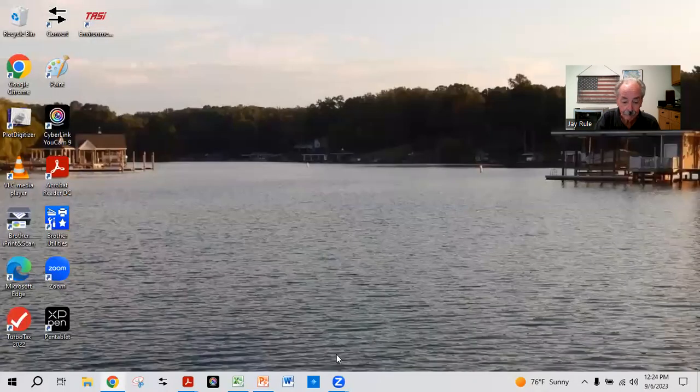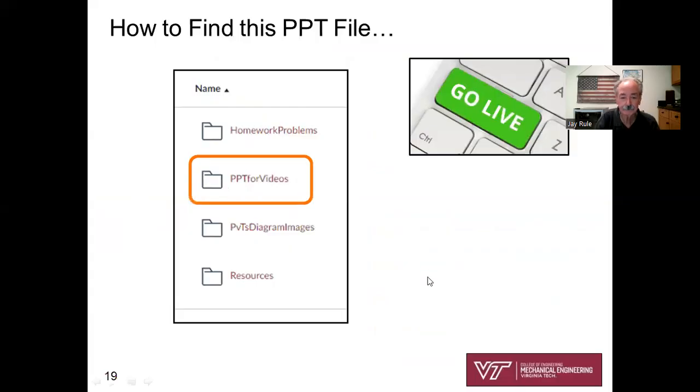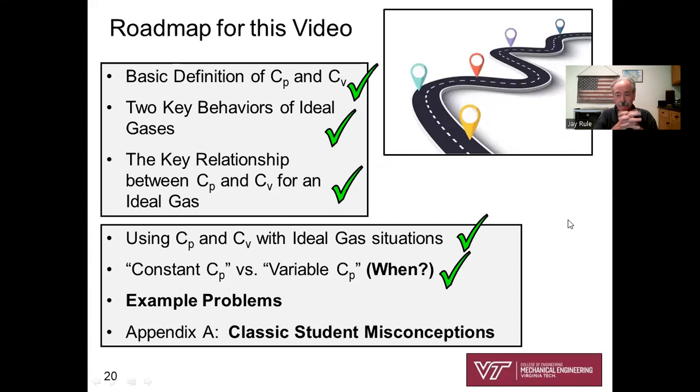Okay, now back to the PowerPoint. Okay, here we go again. We're at a good pausing point. Let's check our roadmap. We talked about the basic partial derivative definition of Cp and Cv. And I did some talking about what you would call these things. I suggest you call them Cp and Cv. They're both called specific heats. Then we talked about two key behaviors for ideal gases. One was the ideal gas equation of state, and the other was that enthalpy and internal energy depend on temperature only.